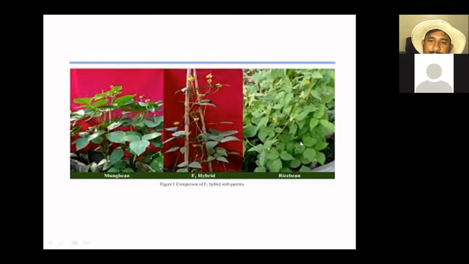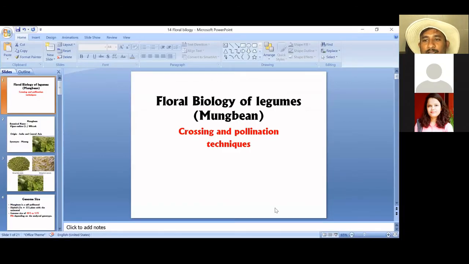Since the rice bean is a good source of MYMV resistance, that is the reason why most breeders use this rice bean in the crossing program to transfer the MYMV resistance. So this is the typical class today with respect to the floral biology of Mung Bean, and how it is used for the breeding program. Any doubts for you people?